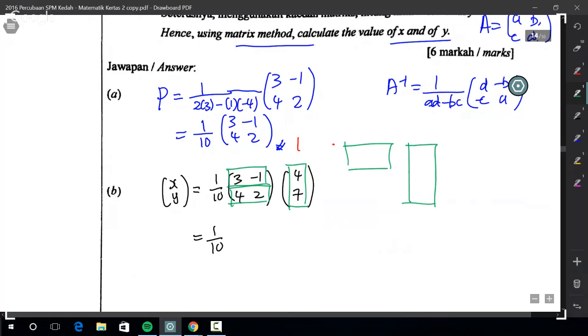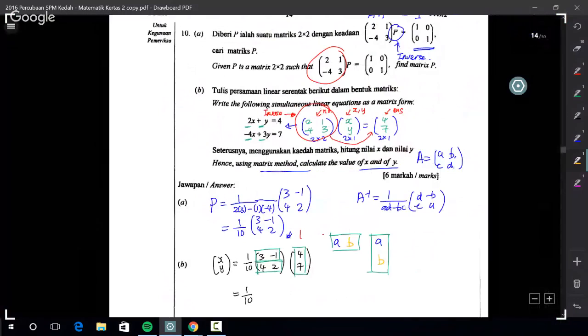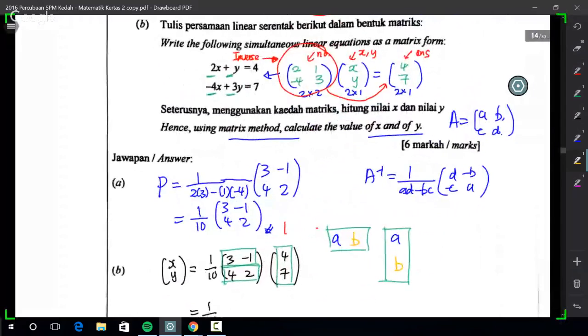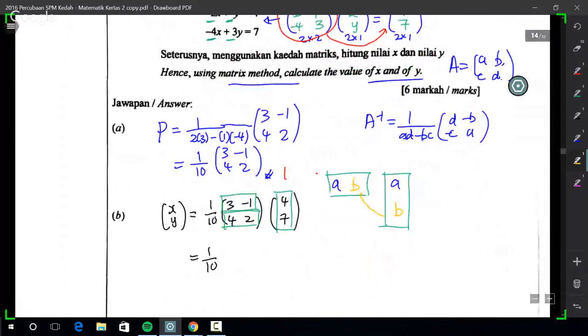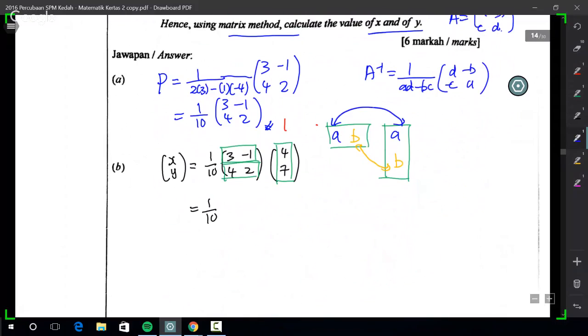Alright, and then A will only multiply with A, and then B will only multiply with B. This is something I would say is quite important. That means B will multiply with B, and A will only multiply with A. So let's have a look here. Let's say this is A, 3. 3 will only multiply with 4. You get 12. And then negative 1 will multiply with 7. So you will get plus negative 7.